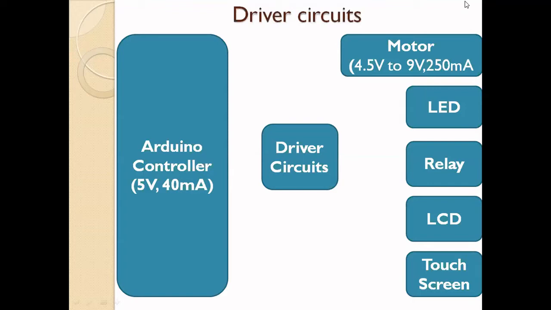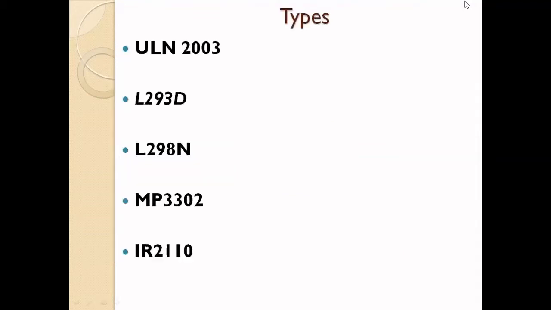For example, here, for a 9 volt motor with a 250 milliamps current rating, 5 volt is converted into 9 volt and 40 milliamps is converted into 250 milliamps. So the driver circuit is used to boost the voltage and boost the current. This is the need of the driver circuit. It is used for various applications wherever you are connecting a motor, LEDs, relays, LCD, touch screen, etc. There are various types of driver circuits available, but we are going to see a few driver circuits.